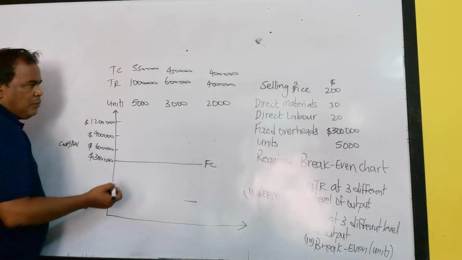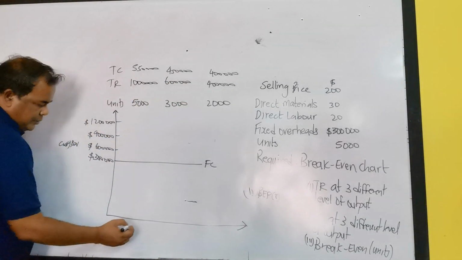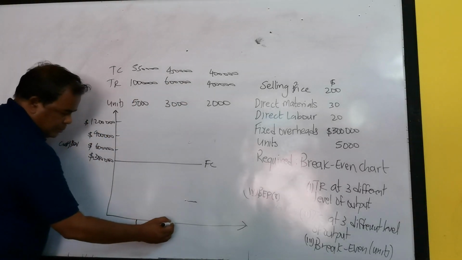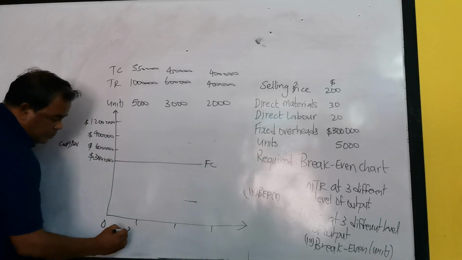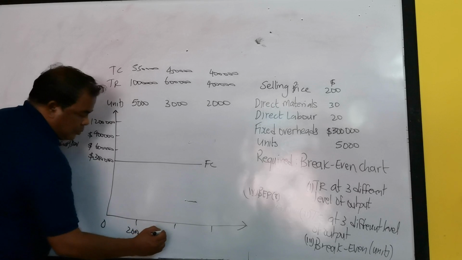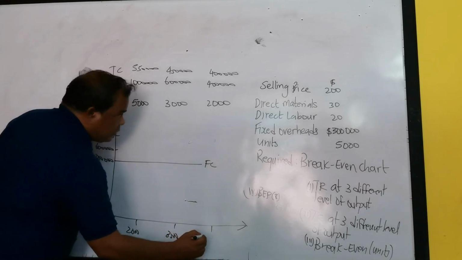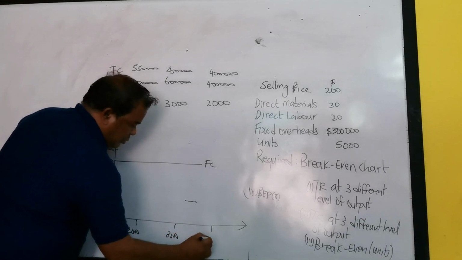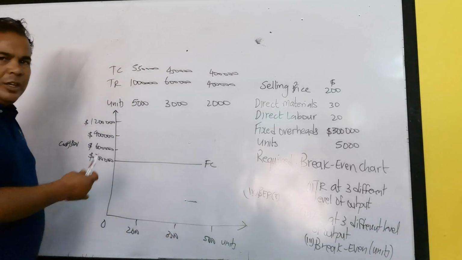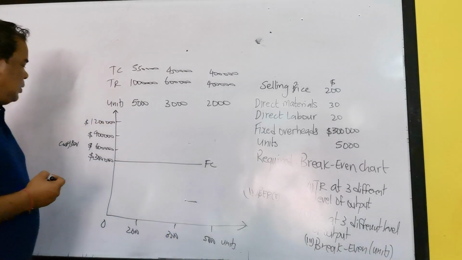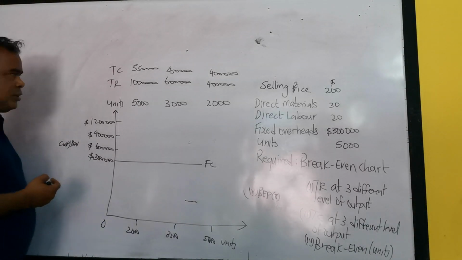And then here we have the units. We have 1, 2, 3 units: 0, 2000, 3000, and 5000 units. So this is the units. It will be something like this. And then you have to plot the point.